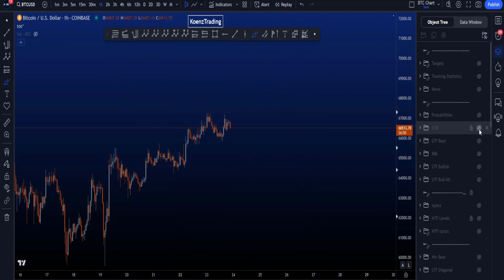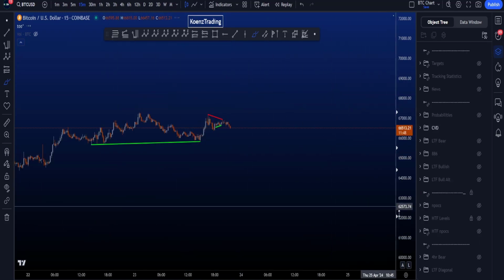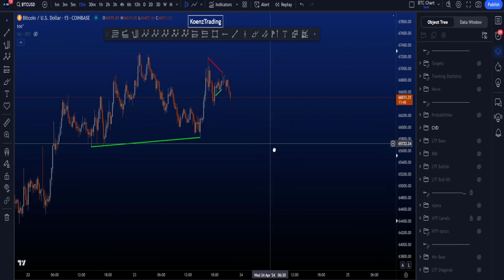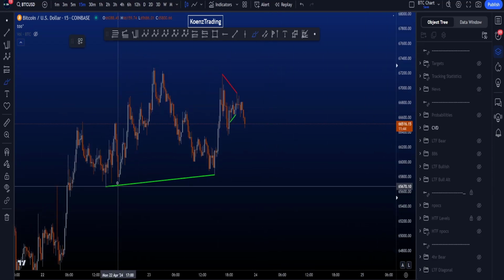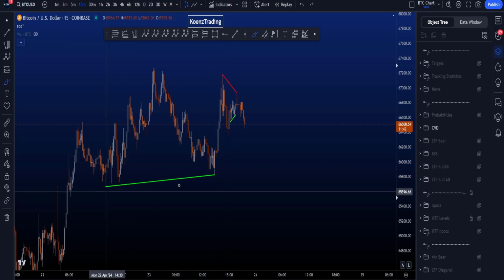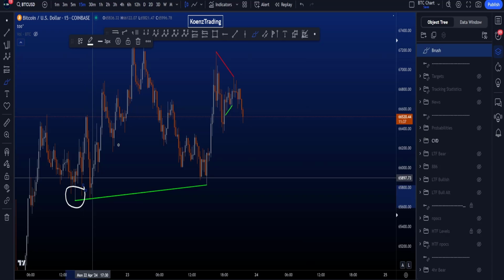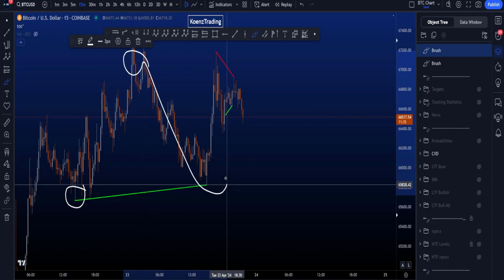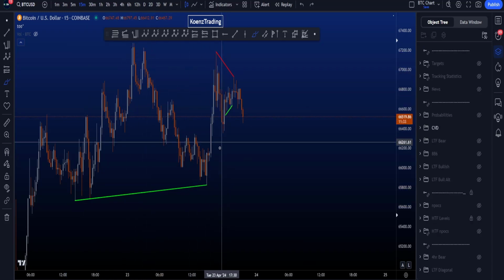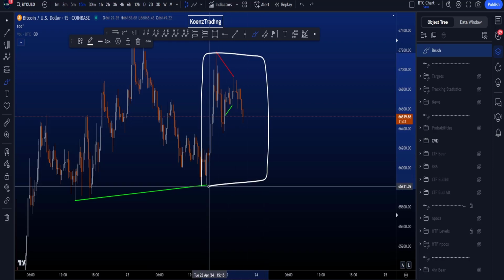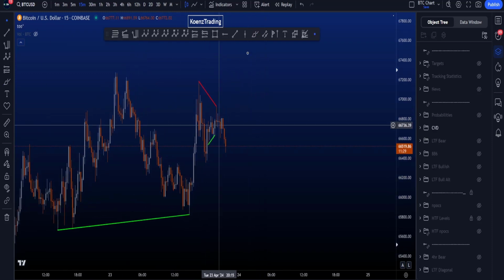On the 15-minute time frame, when we look at the CVD divergences, we have some bullish CVD divergences here, higher low in price, lower low on the CVD, but one pivot is on the left of the recent high and one pivot is on the right of the recent high, and I do prefer to keep an eye on what is happening on the right side of the recent high.